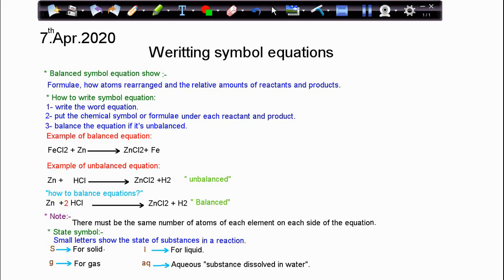So how can we write these simple equations? You need to follow these steps. You have to write the word equation. This is very important. You have to write the word equation, and then you can write the symbol equation. So write the word equation, then put the chemical symbol or formula under each reactant and product. 3. Balance the equation if it's unbalanced.